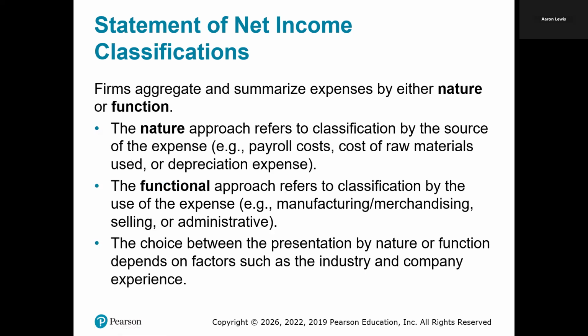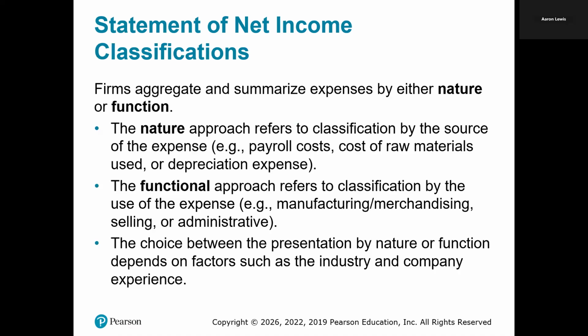When you report your expenses on your income statement, you have two different options for how you're going to report them. The first is the nature approach, which is classifying all of your expenses by the source. Where did they come from? Was it the cost of payroll? Was it the cost of raw materials used? Was it depreciation? You would have a bunch of different line items that represented the nature of where all of these costs came from. The other one is the functional one.